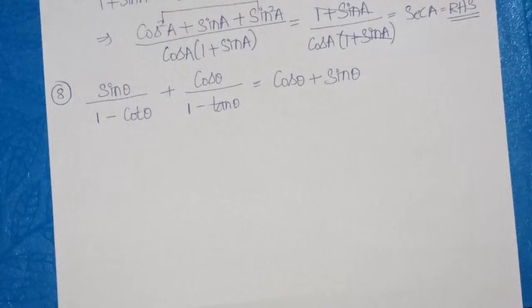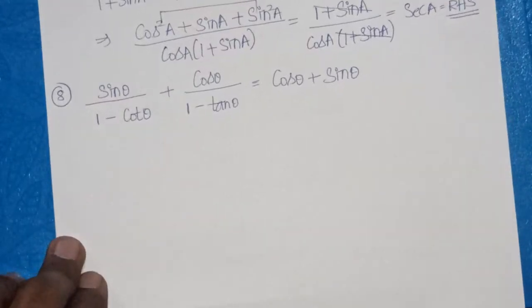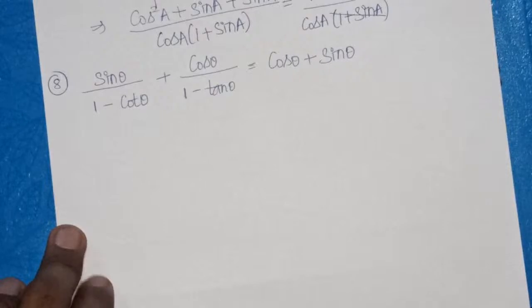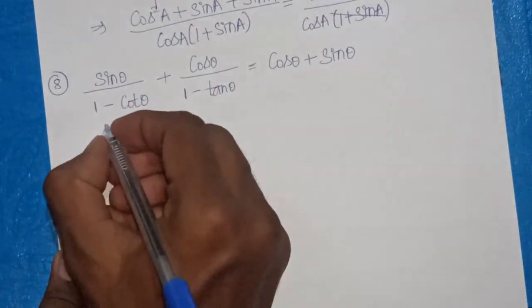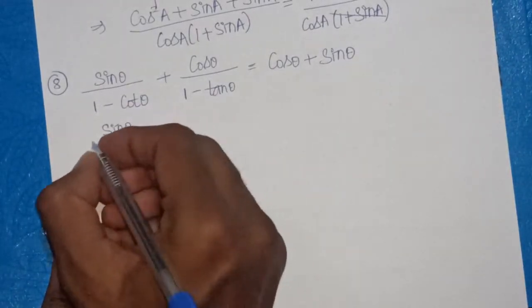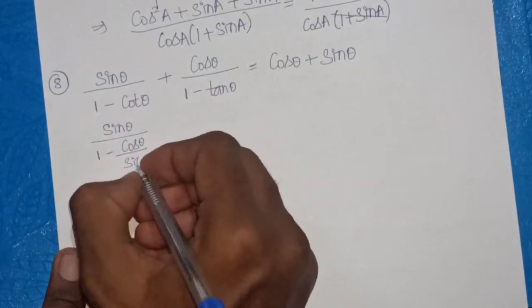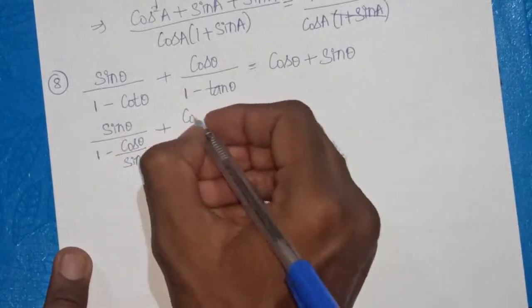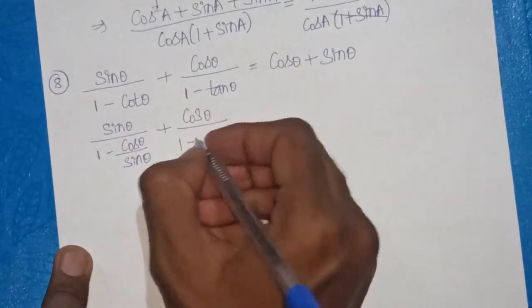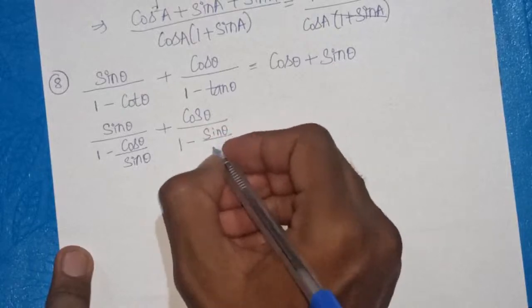So let's get started with our next question, that is sin theta by 1 minus cos theta plus cos theta by 1 minus tan theta will be equal to cos theta plus sin theta. Now by taking LHS we need to prove RHS. So let's convert all the terms in the LHS to cos and sin, that is sin theta by 1 minus cos theta by sin theta plus cos theta by 1 minus sin theta by cos theta.